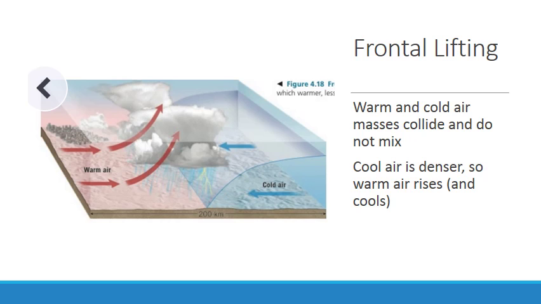So these different air masses, instead of mixing together and forming a warm air mass, the cooler, denser air is a barrier that the warmer, less dense air rises up and over. And that process is frontal lifting, or frontal wedging sometimes.